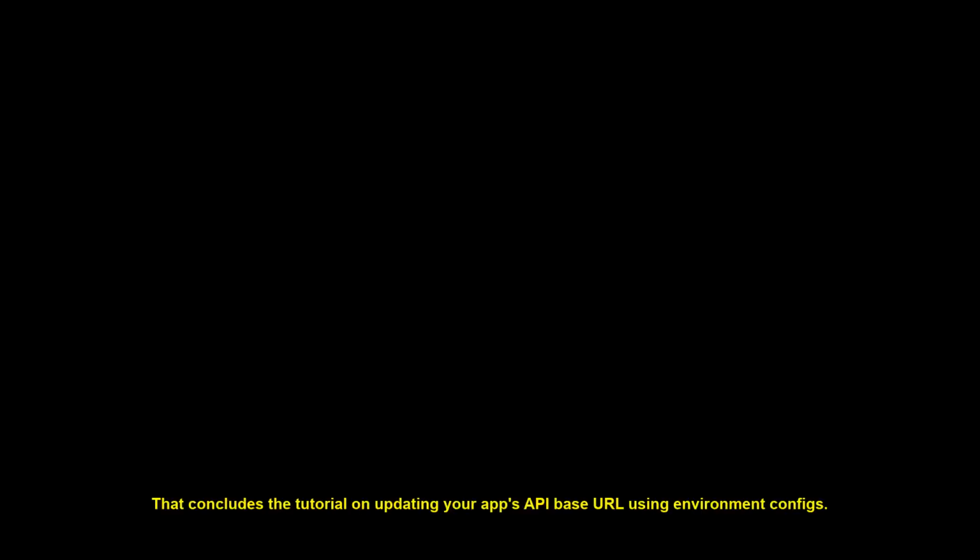That concludes the tutorial on updating your app's API-based URL using environment configs.